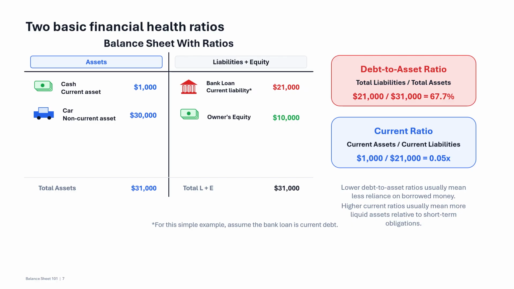Here, current assets are $1,000. If we assume the bank loan is current debt in this simple example, current liabilities are $21,000. So the current ratio is 0.05 times. A higher current ratio is usually better because it means that a company has more liquid assets relative to short-term obligations.